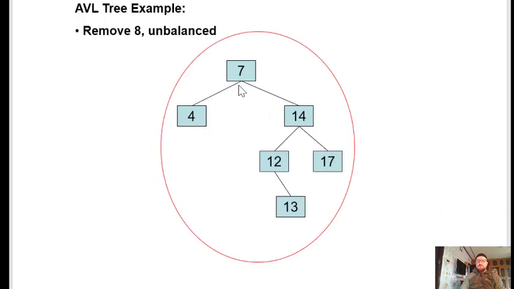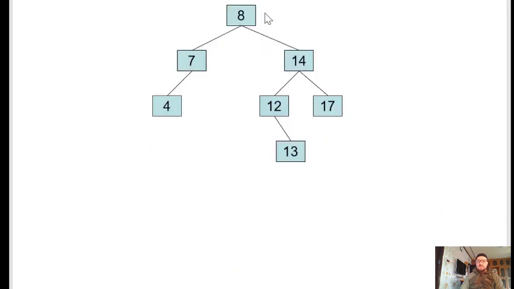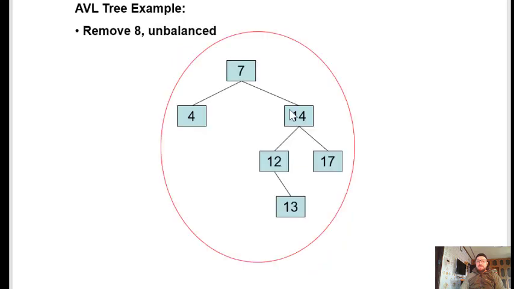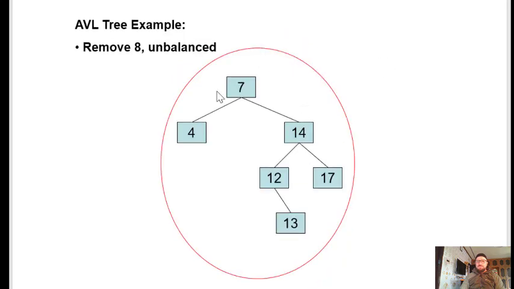Now if you remove the 8, what will happen? If you remove the 8, the 7 will come up, and the rest will be the same. But here it becomes imbalanced, because 7 will have a left subtree of 1 and a right subtree of 1 2 3, that is negative 2, so it's a problem.